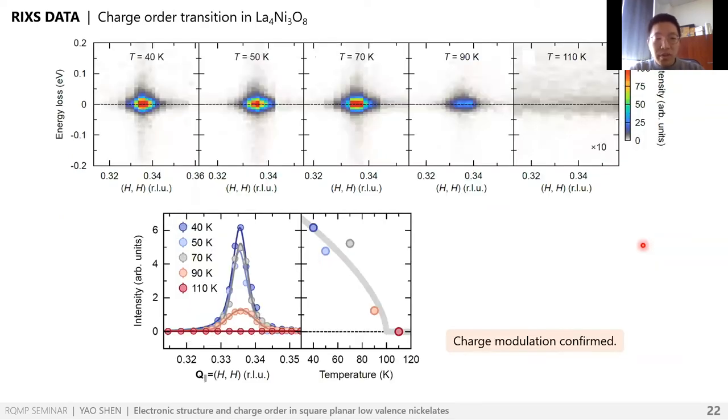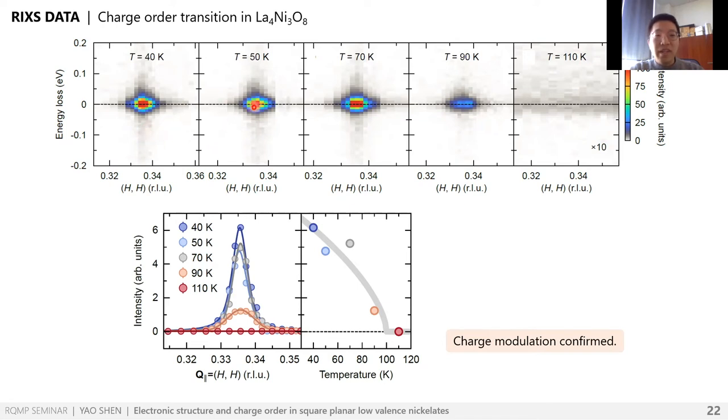So before we go to the RIXS measurement, we first check if there is charge modulation involved in the charge order. We know that a real charge order should involve the charge modulation. If we look at the first panel, the x-axis is Q along the HH direction, and the y-axis is the energy loss. We can see a nice peak at zero energy loss near the one-third Q vector. That's the charge order peak. So it is confirmed that indeed it is a real charge order. It involves the charge modulation.